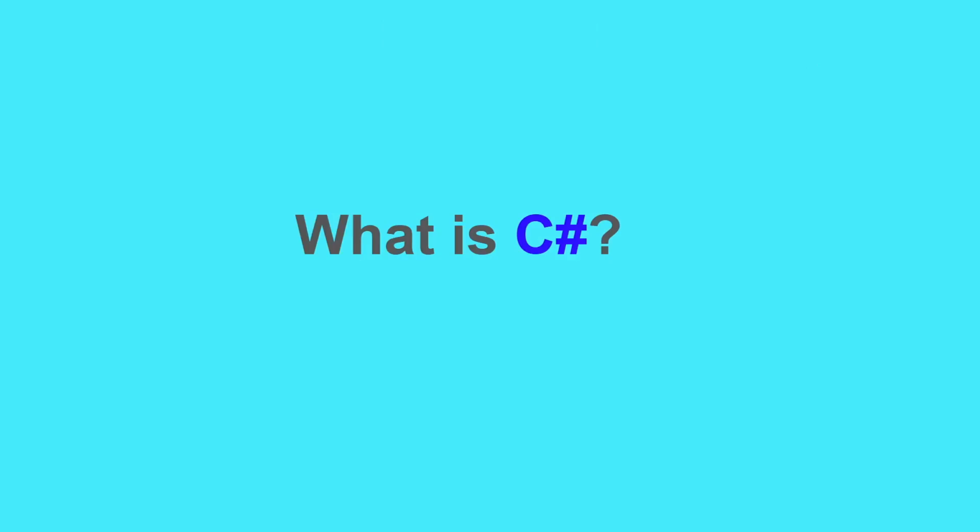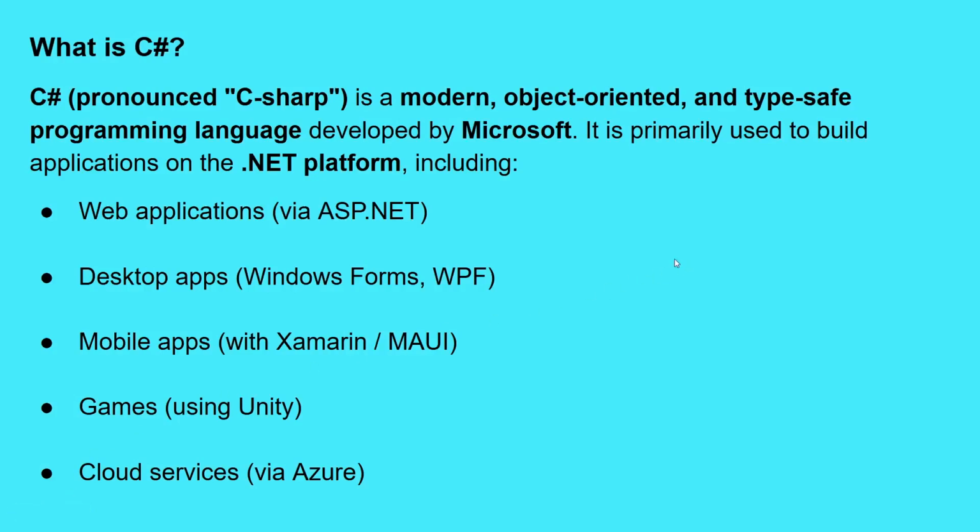Today we are going to learn about what is C Sharp. C Sharp is a modern, object-oriented and type-safe programming language developed by Microsoft. It is primarily used to build applications on the .NET platform, including web applications via ASP.NET, desktop apps, Windows Forms, WPF, mobile apps with Xamarin and MAUI, games using Unity, and cloud services via Azure.